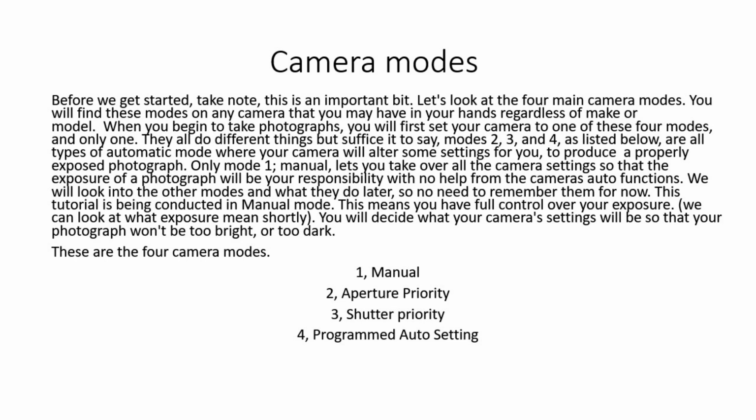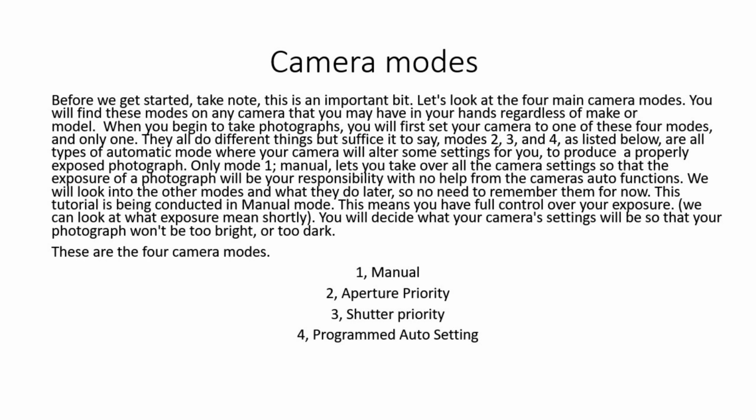Camera modes. Before we get started, take note, this is an important bit. Let's look at the 4 main camera modes. You will find these modes on any camera that you may have in your hands, regardless of make or model. When you begin to take photographs, you will first set your camera to one of these 4 modes, and only one. They all do different things, but suffice it to say, modes 2, 3, and 4, as listed below, are all types of automatic mode where your camera will alter some settings for you to produce a properly exposed photograph. We can look at what exposure means shortly.